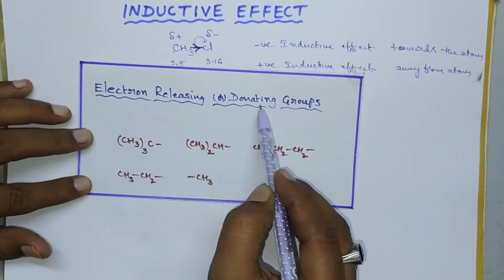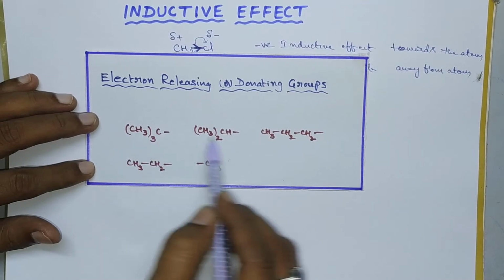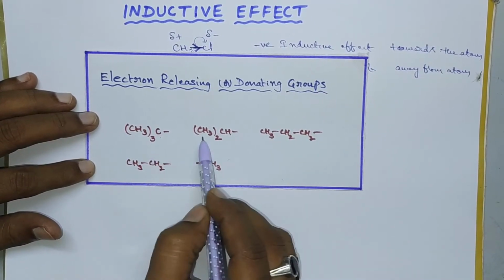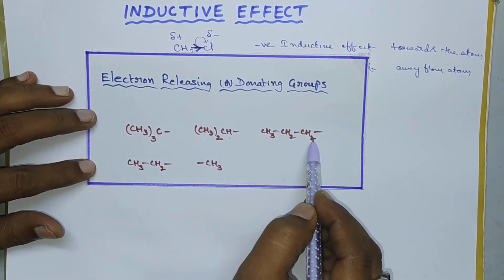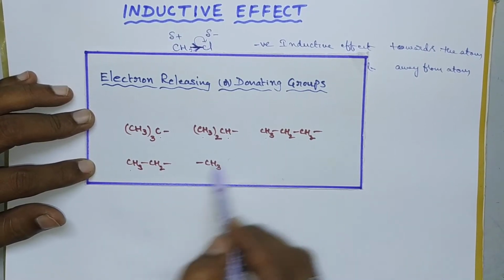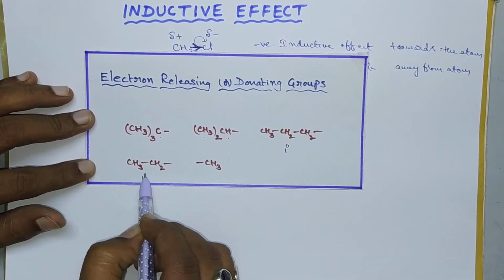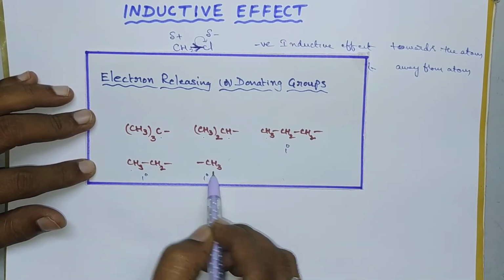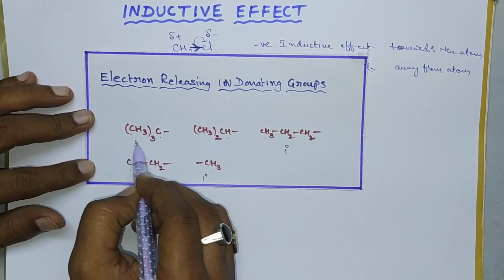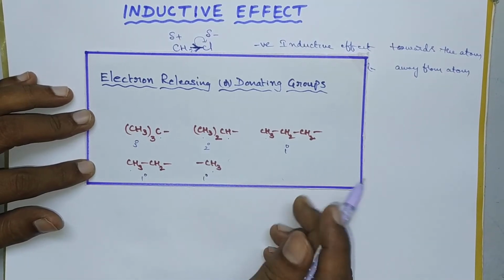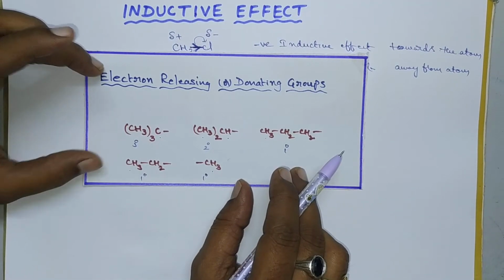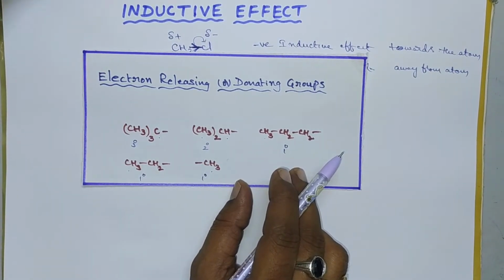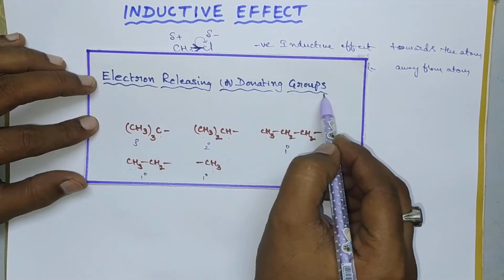So the electron releasing groups or donating groups are alkyl groups: tertiary alkyl group, secondary alkyl group, primary alkyl group. So these three are primary alkyl groups, that is propyl, ethyl, methyl. These are primary alkyl groups. This is a tertiary alkyl group, this is a secondary alkyl group. So all the alkyl groups have a tendency of donating electrons, that's why these are called electron releasing groups.